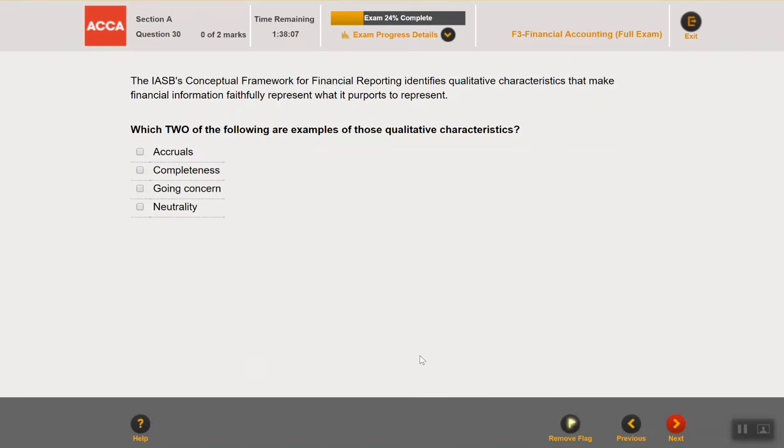Which two of the following are examples of those qualitative characteristics? The IASB conceptual framework for financial reporting identifies qualitative characteristics that make financial information fully represent what it purports to represent. So qualities. Accruals. Accruals is an accounting concept, we know that. Completeness. Completeness is a quality of information. Going concern is also an accounting concept. Neutrality is also a quality. So information should be complete and neutral.